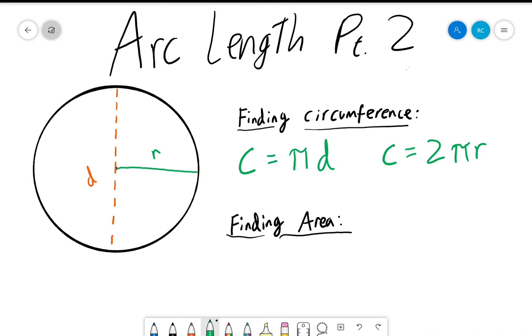And just in case you don't remember from IM1, the area of a whole circle is pi times the radius squared, pi r squared. So I'm going to give you a few seconds, pause the video, write these formulas down if you need them, because we're going to be using them in just a moment.